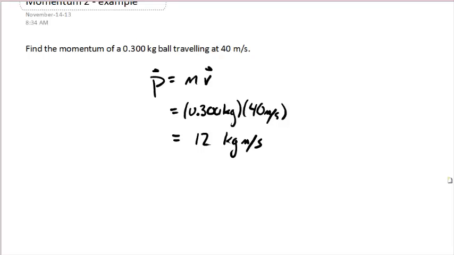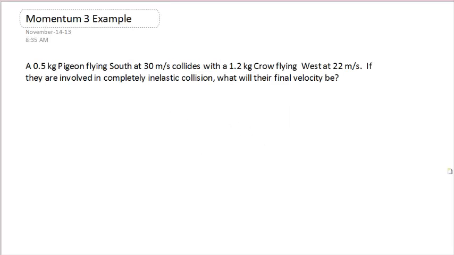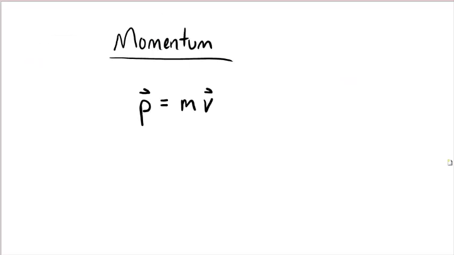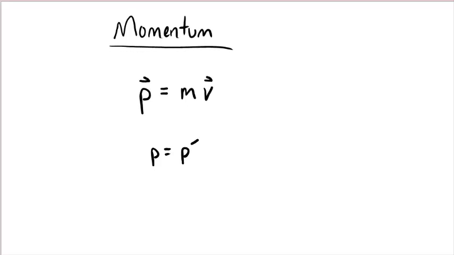Now if we look at an example a little bit harder, last year when we did momentum, it was always conservation of momentum. And so it was always the momentum before equals momentum after. And this is true. And this is why momentum is such a great thing to use. It's because momentum is never lost, it's always conserved. We say the same thing with energy. Energy is never lost, it's always conserved. But energy is difficult to keep track of.